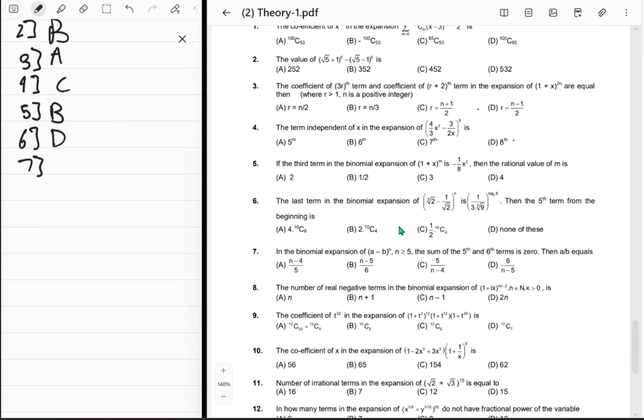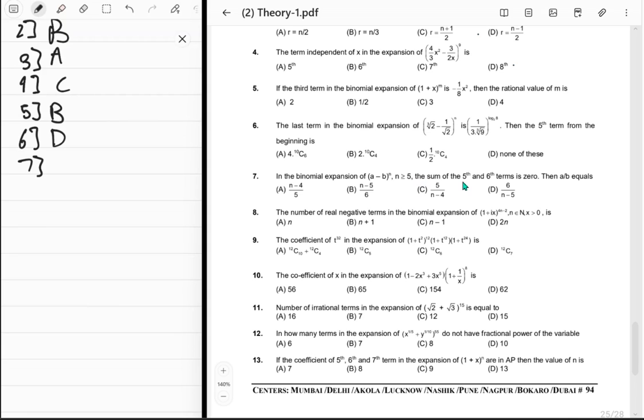In the binomial expansion of a minus b power n, n bigger than or equal to 5, sum of the 5th and 6th term is 0 and a upon b equals. Oh, so like these are opposite. That's all it actually means. So you can just figure out what n is. I mean, magnitude wise, these are the same. And of course, these are consecutive, so they're going to be opposites in sign. And magnitude wise, these must be equal.